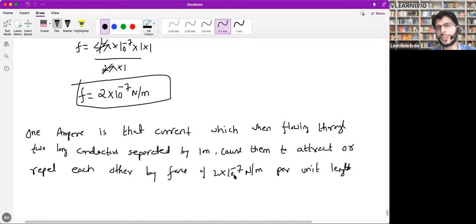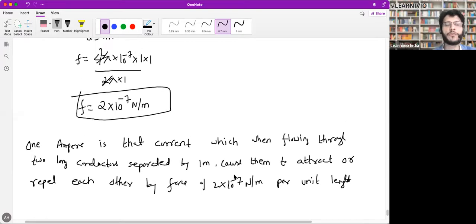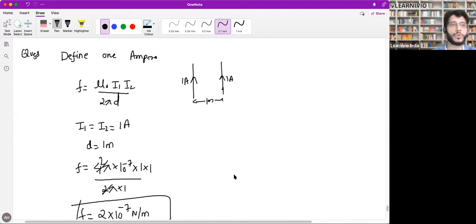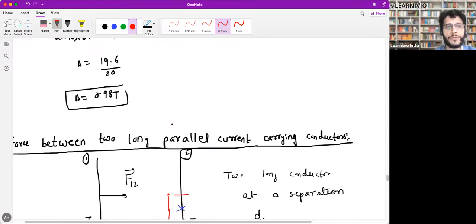It's a very common subjective question of NCERT: define 1 ampere. So you will define 1 ampere from this expression. It's very, very important. In the last 10 years, you will find this question at least 2 to 3 times in your exam. Note it down and tell me if you have any issue.